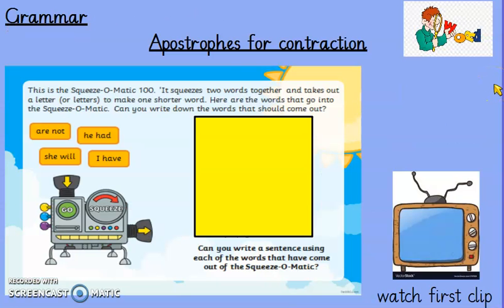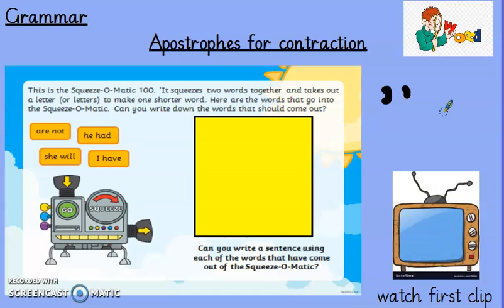Okay, so our grammar for this week is apostrophes for contraction. An apostrophe looks like this. I'll just draw one for you on here very quickly. It looks like a 9, or sometimes it can just be like that, okay? So this is the symbol for an apostrophe, and it's used when you're adding two words together but you take out a letter or a few letters to make a shorter word.